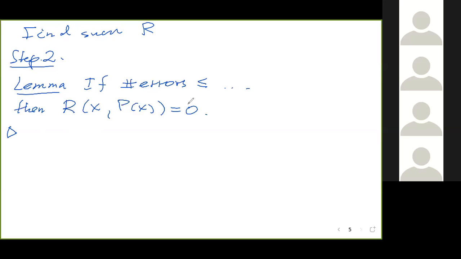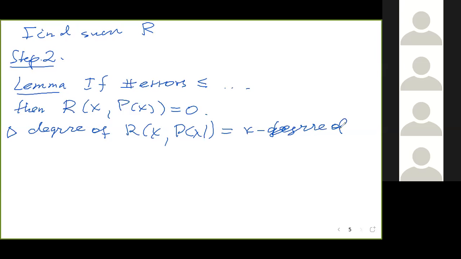First of all, we know what is the degree of this polynomial. The degree of R(x, p(x)) is actually at most k times the degree of r, because we know that p(x) has degree at most k. And so this is k times the degree of r. And we know that this is less than d.